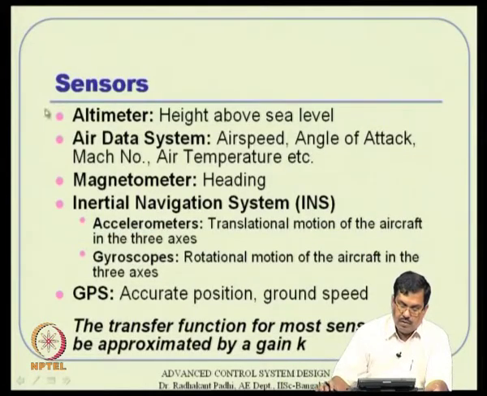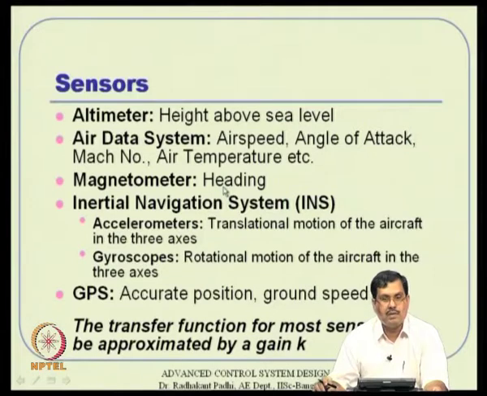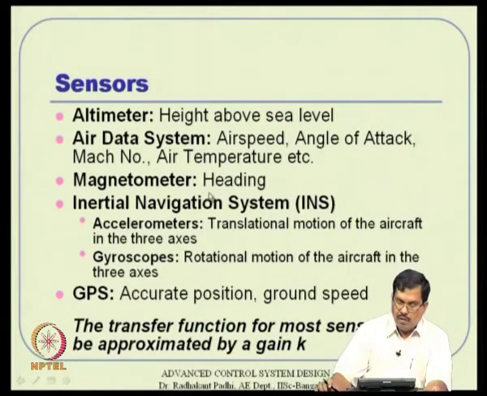So as I told, these aircraft can typically carry a lot of sensors, and one sensor is the altimeter, which essentially gives height above sea level. Then they have an air data system, which gives a host of information like airspeed, angle of attack, Mach number, air temperature, all sorts of things. Then the magnetometer sometimes, which gives you the heading angle. Remember, magnets are typically aligned with respect to north-south. So if your base is aligned somewhere else, it will give you some angle, which is nothing but the heading angle, how the aircraft is oriented with respect to the north-south direction. So that is the heading angle it will give.